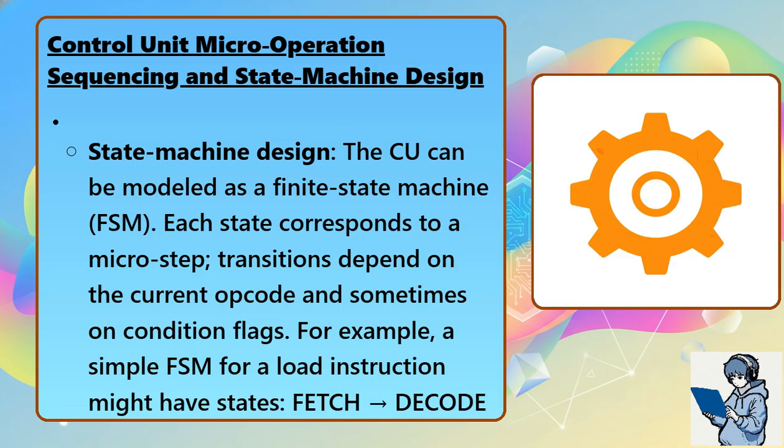State machine design. The CU can be modeled as a finite state machine, FSM. Each state corresponds to a micro step. Transitions depend on the current opcode and sometimes on condition flags. For example, a simple FSM for a load instruction might have states: fetch, decode, read memory, write register, done.